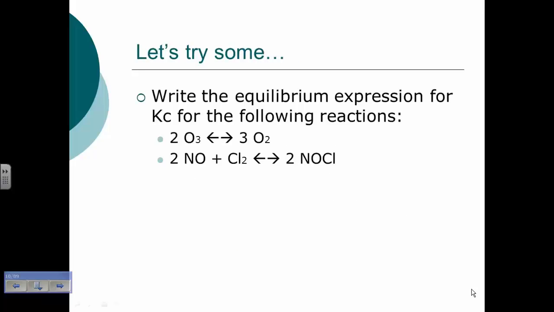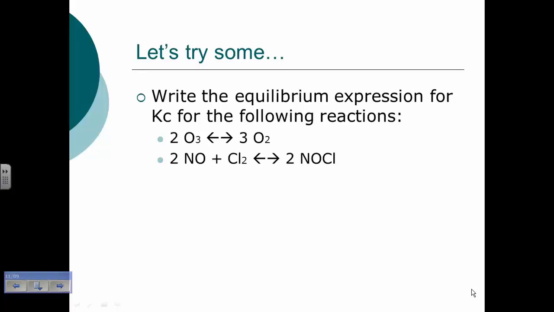Let's just simply practice writing expressions. No numbers in terms of concentration values, but we just want to practice what the expression looks like. We're being asked to write the equilibrium expression for Kc for the following elementary reactions. The first example reads 2 O3 is in equilibrium with 3 O2. Ozone is O3, molecular oxygen is O2. 2 moles of ozone rearrange to form 3 moles of oxygen.